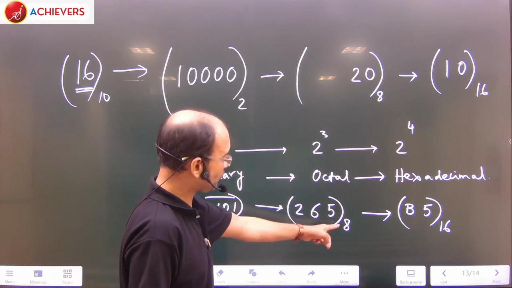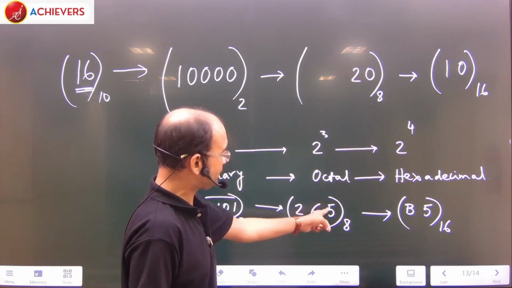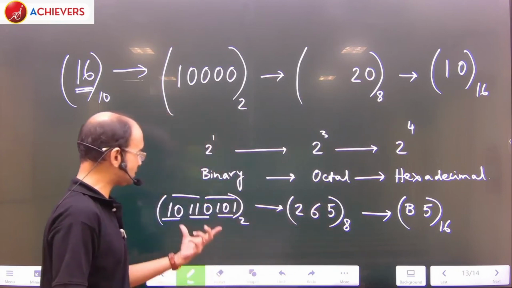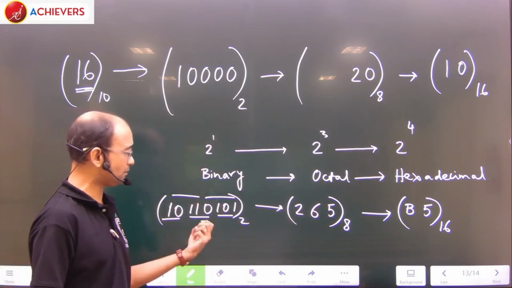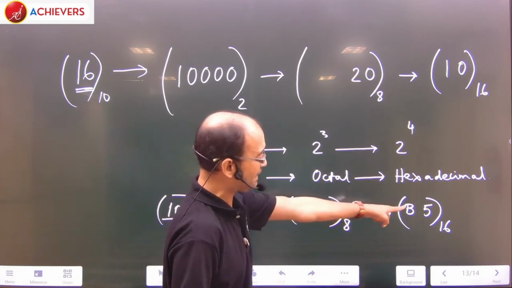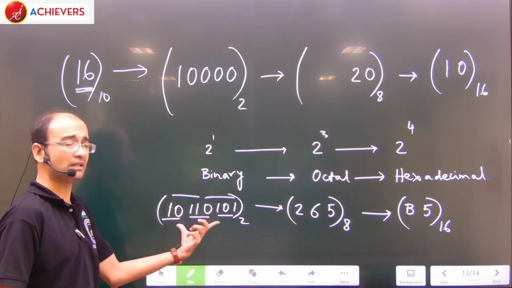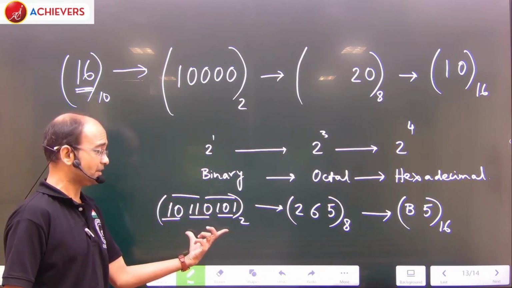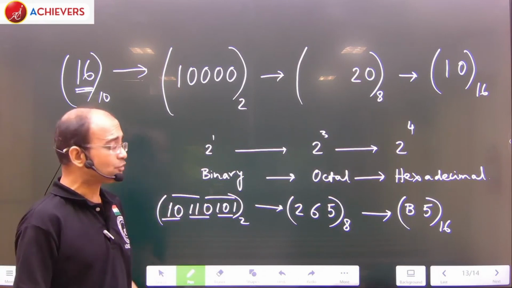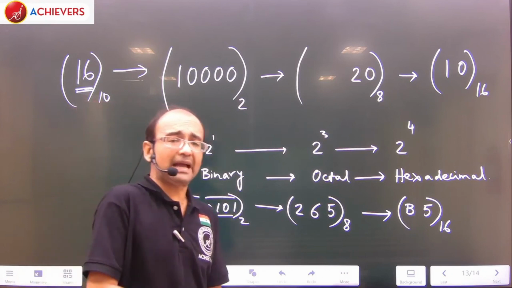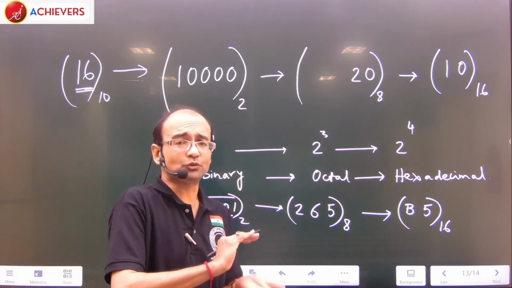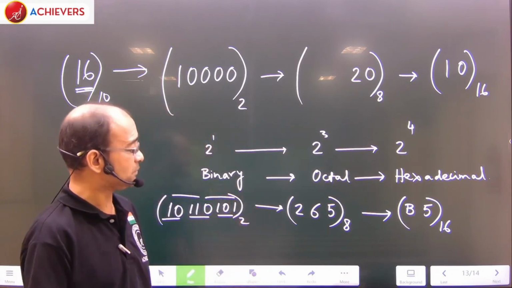So the equivalent of octal is 265, that is the equivalent number of 101100101 binary, and B5 is the equivalent hexadecimal value of 10110101 binary. So this is in total how we can easily convert binary to octal and hexadecimal.